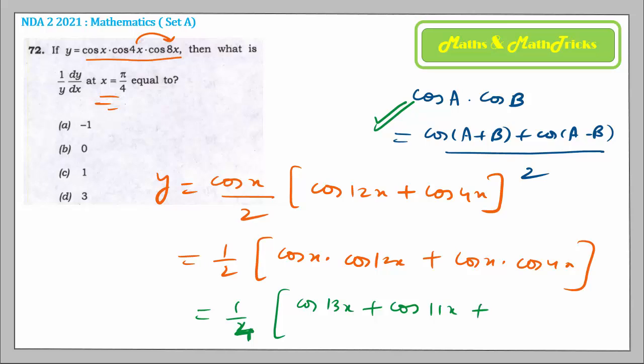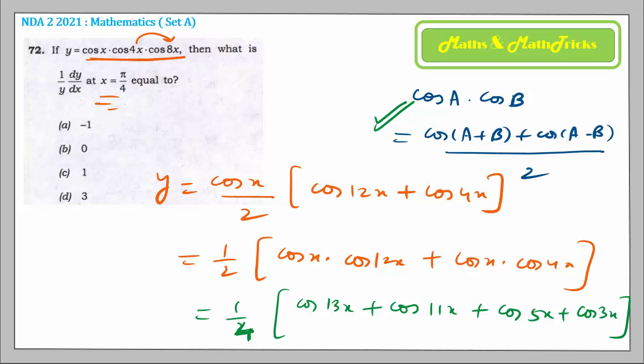Cos x into cos 4x, formula you apply: cos of (x plus 4x), 5x, plus cos of (x minus 4x), 3x, cos of 3x, right? This is what you got. So basically what you did, you converted your problem, which was the product of trigonometric functions, into the sum of trigonometric functions. Now differentiating this function will be much easier, isn't it so?